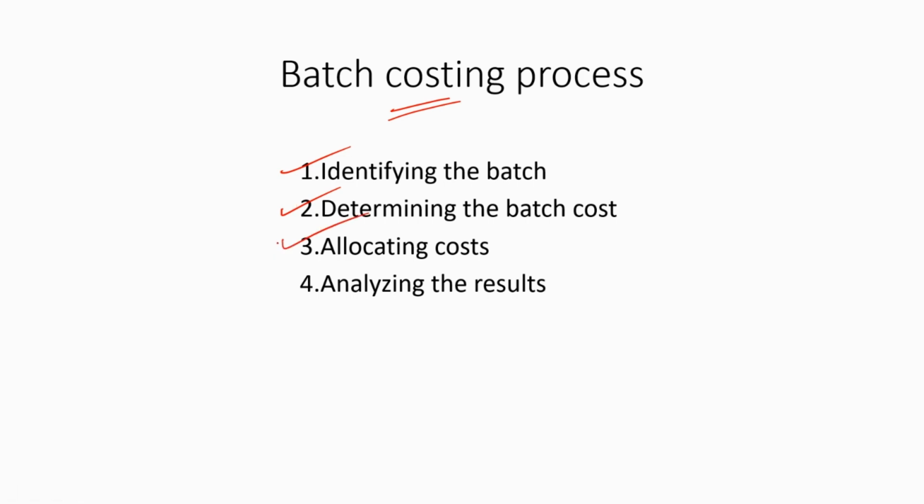Allocating costs. The cost of each batch is then allocated to individual units produced in that batch. This can be done by dividing the total cost of the batch by the number of units produced in that batch. Analyzing the results. Finally, the results are analyzed to determine the cost per unit of each batch, which can be used for pricing decisions and to evaluate the profitability of each batch.